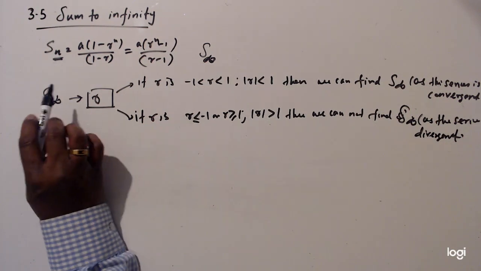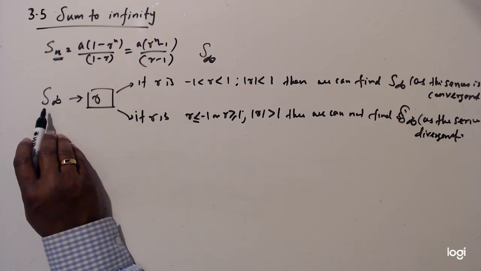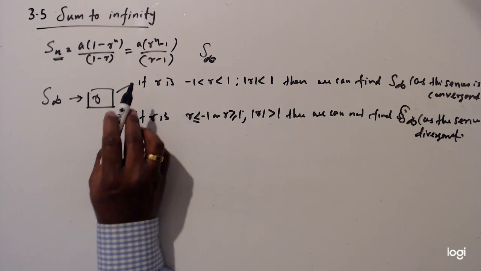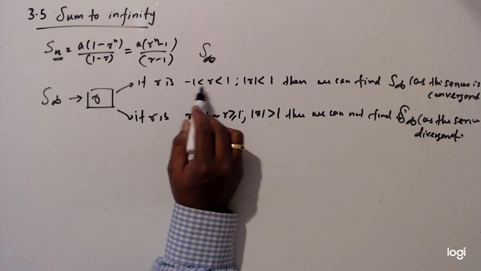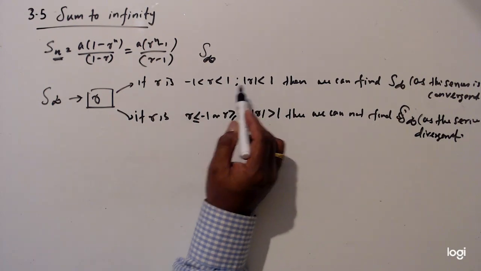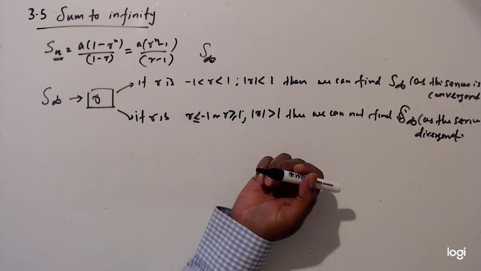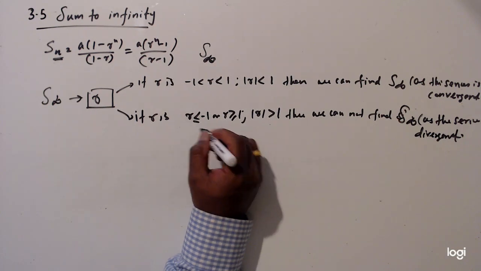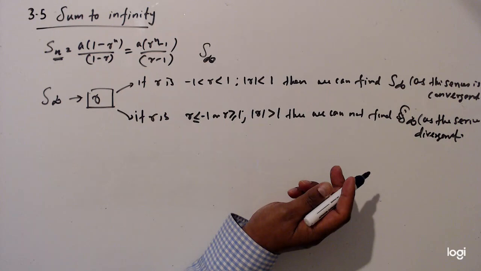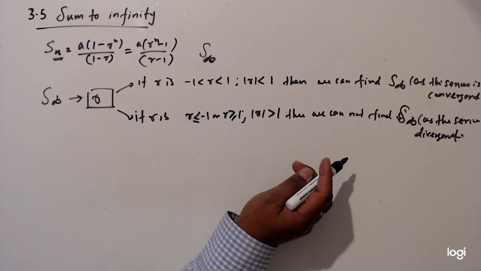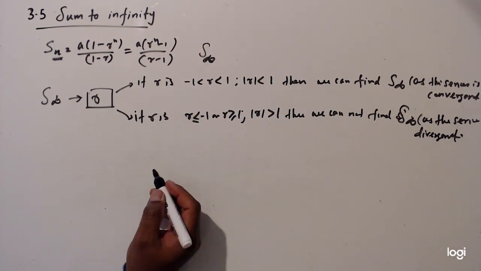So we can find the sum if the r value, meaning the common ratio, is in between minus 1 and 1. If it is not between minus 1 and 1, then we can't find the sum up to infinity because the series is divergent.